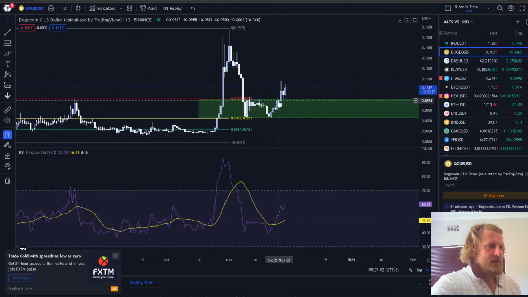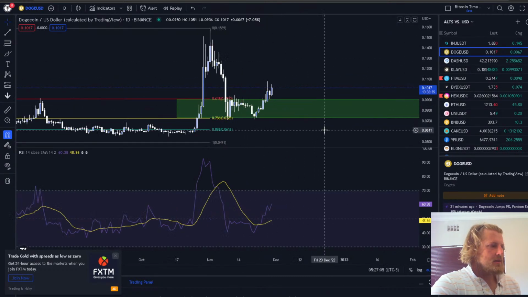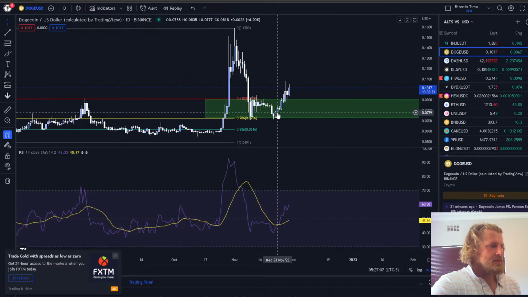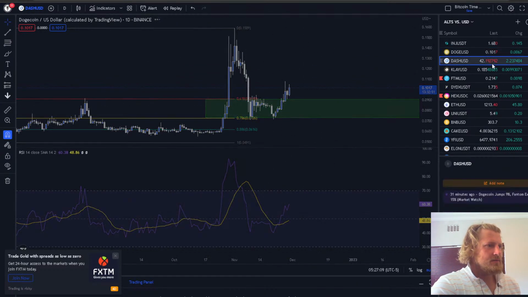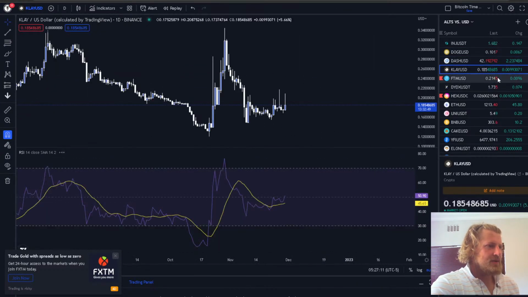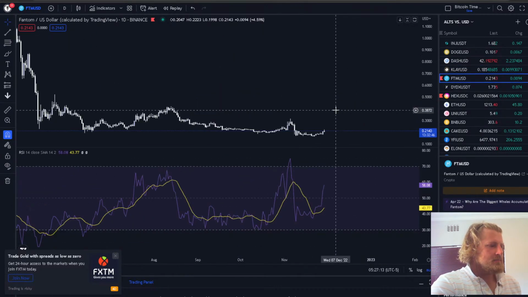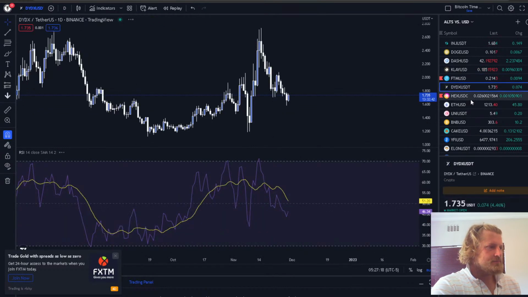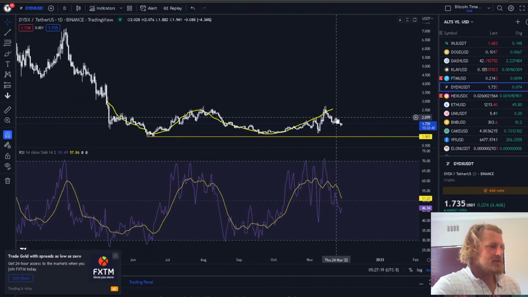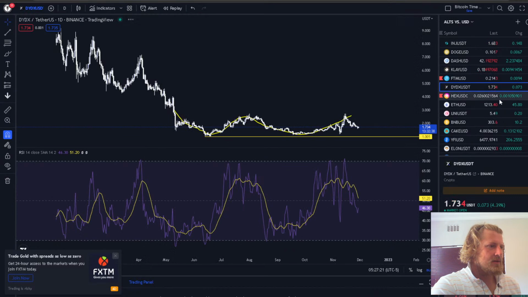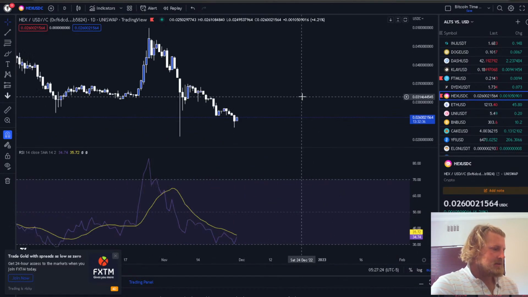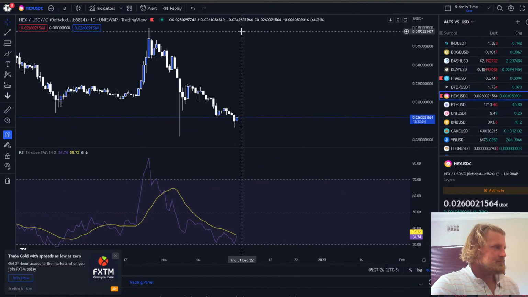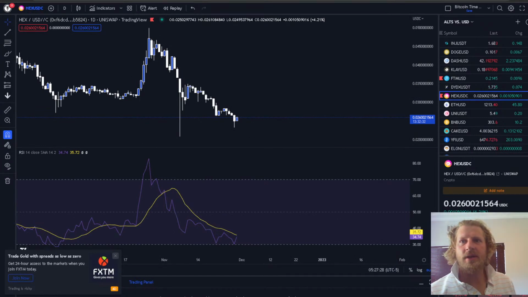I made a post about this yesterday, and you can see how beautifully it spent time inside of the reload zone. Dash up 5%, FTM. So yeah, some of the altcoins are catching a bid here. The decentralized exchanges as well. And Hex sitting at 26 cents. So let's see what you guys are saying.